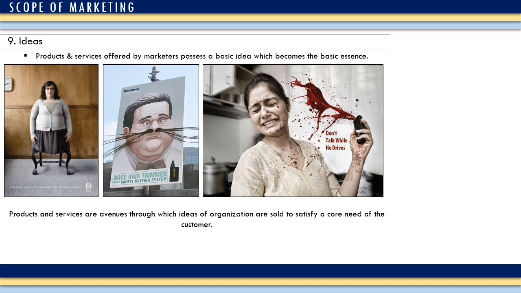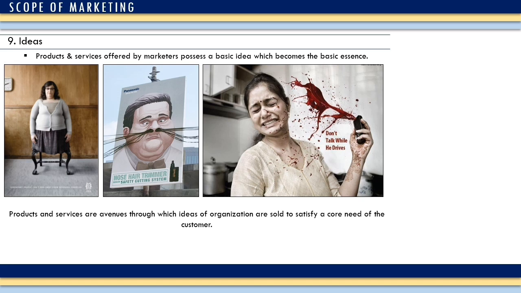So idea is the basic foundation. Unless you get your idea correct, it's quite difficult to communicate about your product and services to the target customers. So first get your idea correct, right? This image communicates that idea precisely.